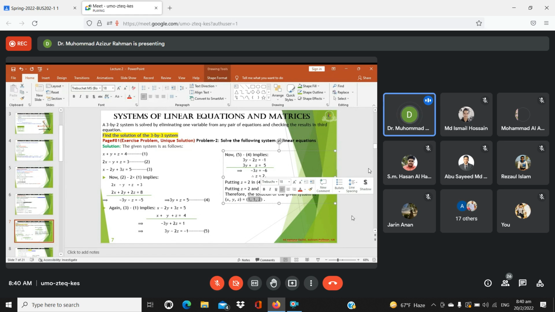It's quite straightforward. You need to know what you are doing and what you should do. The first thing, you need to eliminate one variable. Then you reduce the number of equations. Then from there, you eliminate another variable. Then you can get the value of one variable. So once you get the value of one variable, then it's easy. You can get the value of other variables easily.